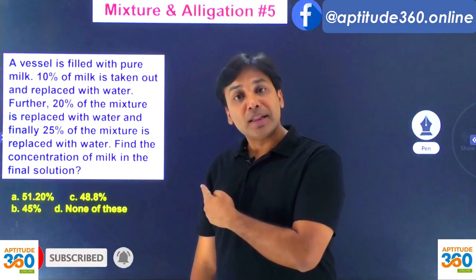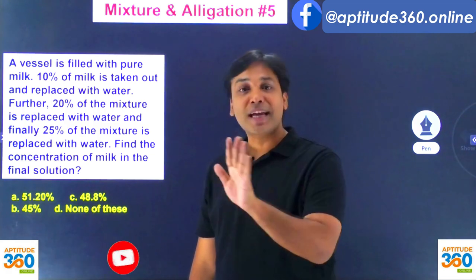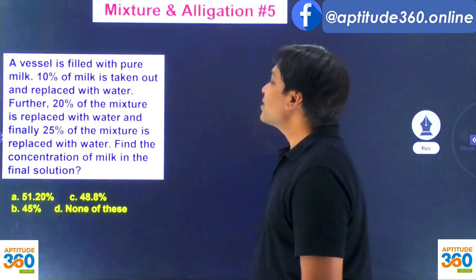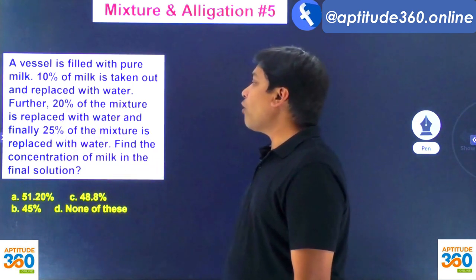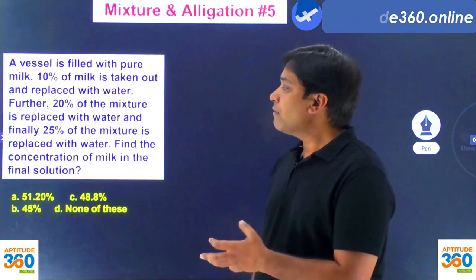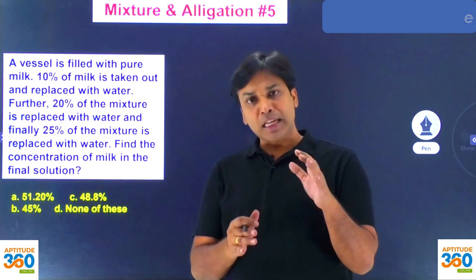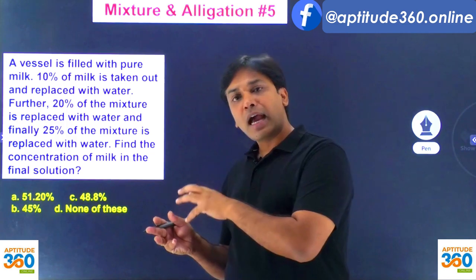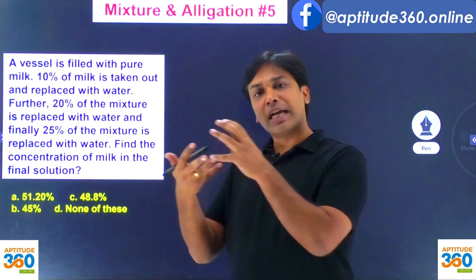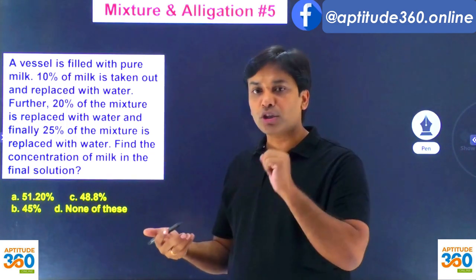प्योर मिल्क कहां मिलता है? सिर्फ और सिर्फ क्वेश्चंस में मिलता है, मार्केट में नहीं मिलता आजकल. So 10% of milk is taken out and replaced with water. Further 20% of the mixture is replaced with water. Finally 25%. तो कह रहा है कि पहले 10% निकाल दिया, पानी डाल दिया, फिर 20% निकाल दिया and then पानी डाल दिया and then finally 25% has been replaced with water.